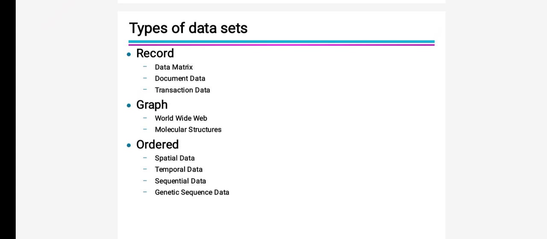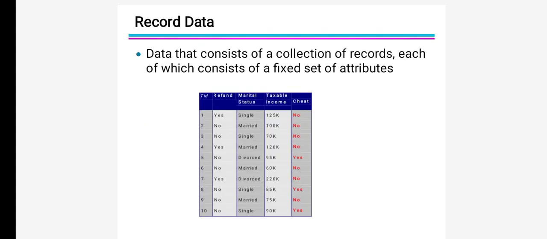Now we shall discuss the types of data sets, in which we discuss record, graph, and ordered data. In record data: data matrix, document data, transaction data. In graph data: World Wide Web and molecular structures. In ordered data: spatial data, temporal data, sequential data, and genetic sequence data. Data that consists of a collection of records, each of which consists of a fixed set of attributes, is called record data. You can see here a table, which is an example of record data.